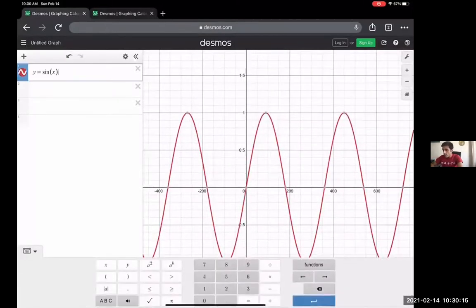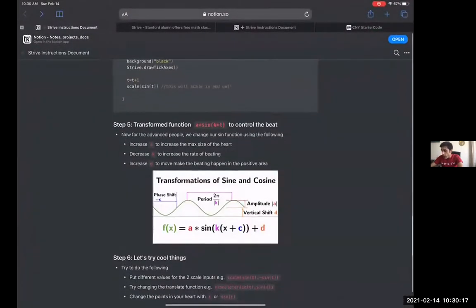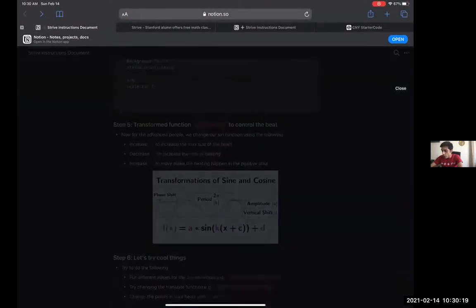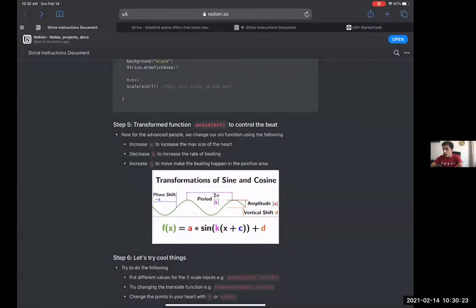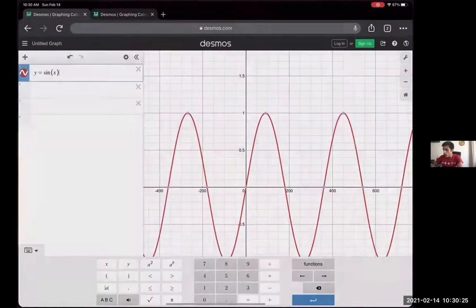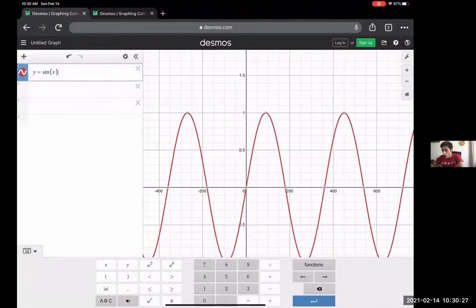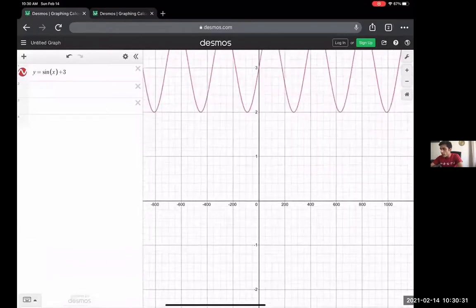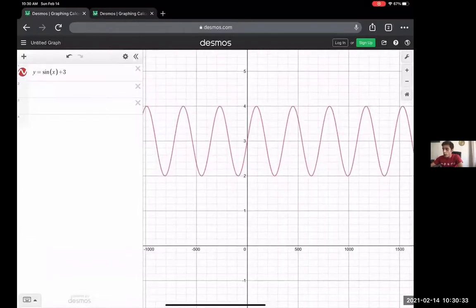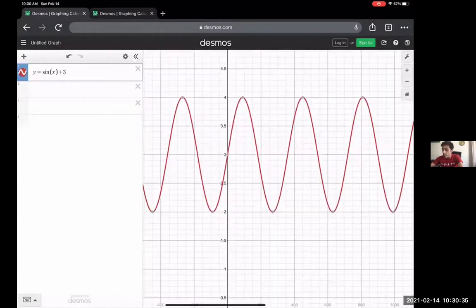What I can do is, let's take a look at the instructions. You see how D down here says vertical shift, right? You see how D over here is vertical shift? I can add a vertical shift. So I can move my entire sine curve up by 3, let's say. So where does my sine curve exist now? My entire sine curve has moved up. So my y values only exist between 2 and 4. Okay, so therefore it will never go negative. So if it never goes negative, it will never flip upside down.